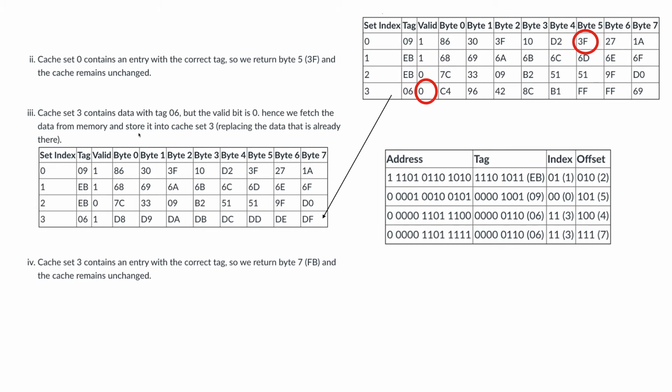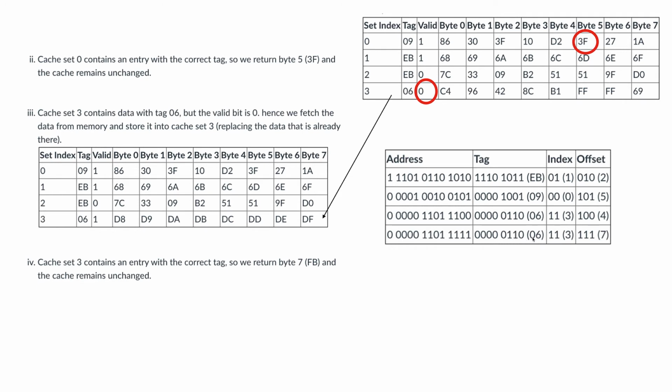Hence, we fetch the data from memory and store it into the cache set 3, replacing the data that is already there. Because this block is invalid, maybe they are doing some operation here. So at least for this moment, we cannot read the memory. So we have to dump everything inside the set index 3 and fetch the new one from the memory. And then here we got a new memory, this is new data.